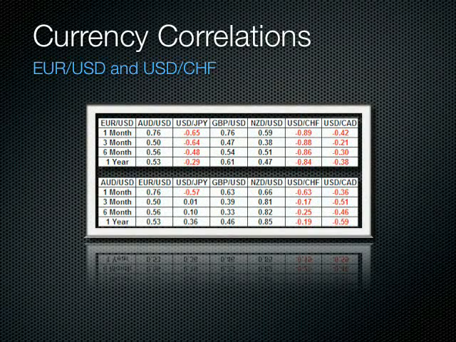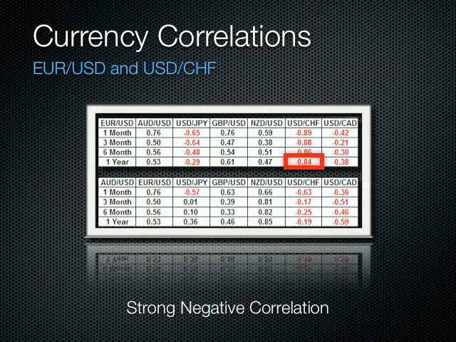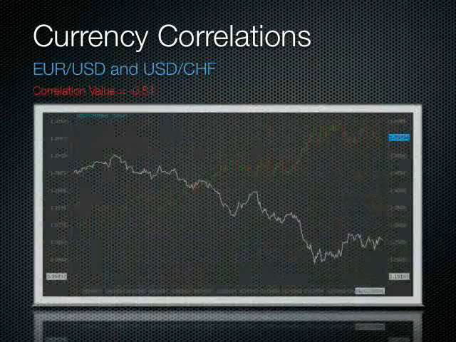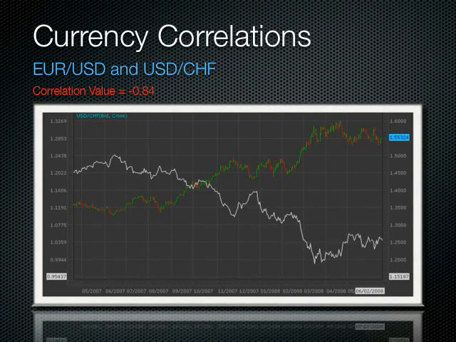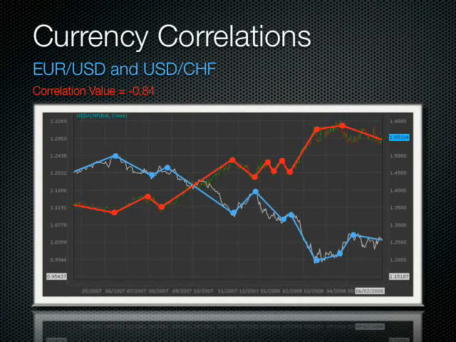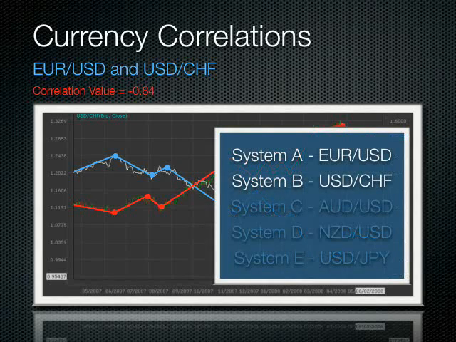We will begin by looking at the relationship between the euro-dollar and the dollar Swiss. First, we will note that the currency correlation value for these pairs is -0.84 over the past 12 months. This is close to -1, which we now know represents a strong negative correlation. Looking at a chart that graphs both pairs together, we can clearly see the following relationship. As one pair goes up, the other pair goes down, and vice versa. Because these pairs are strongly correlated, it might make sense to only choose one of them for our portfolio. Let's keep the euro-dollar system.